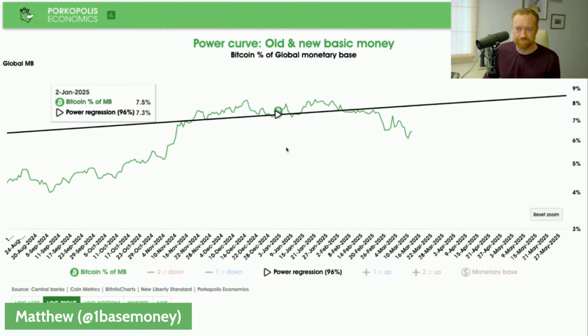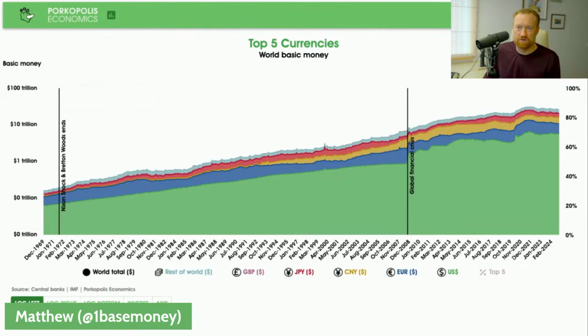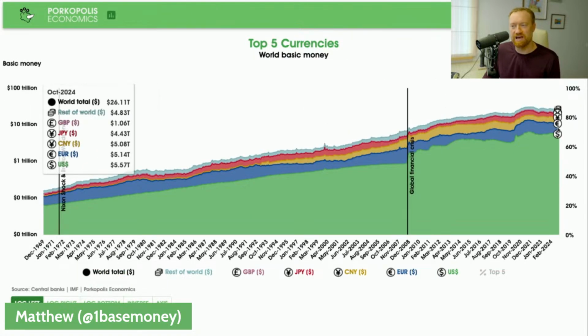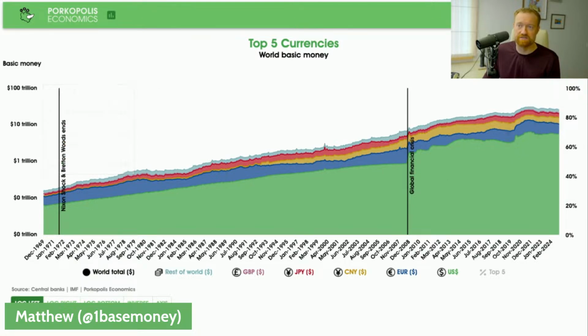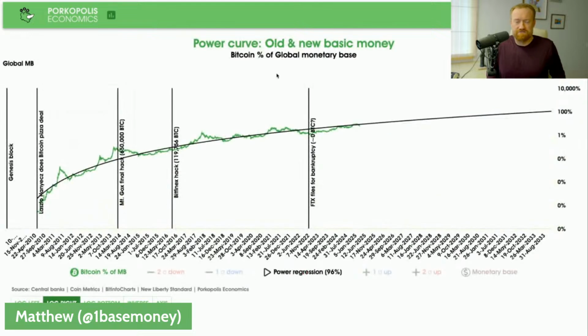8.2%. Got it at the end of last year, start of this year. Bitcoin's market cap reached 8.2% of this total, of the world's $25.5 trillion.